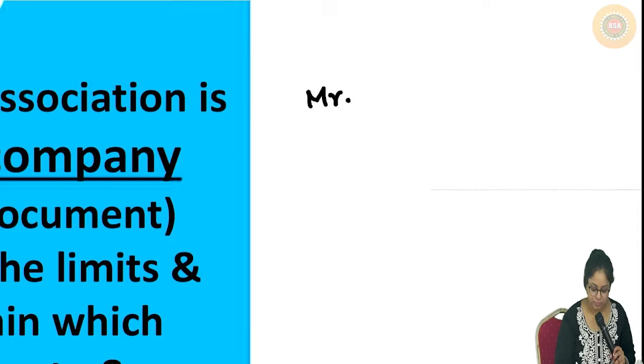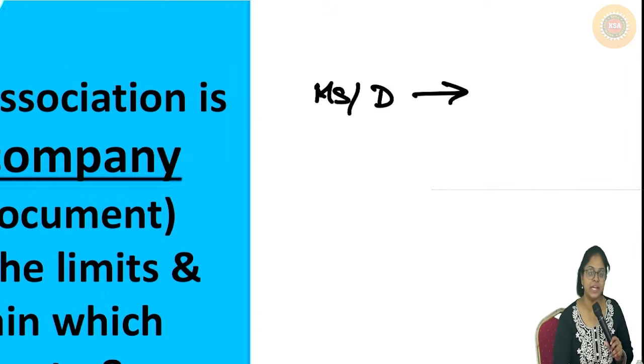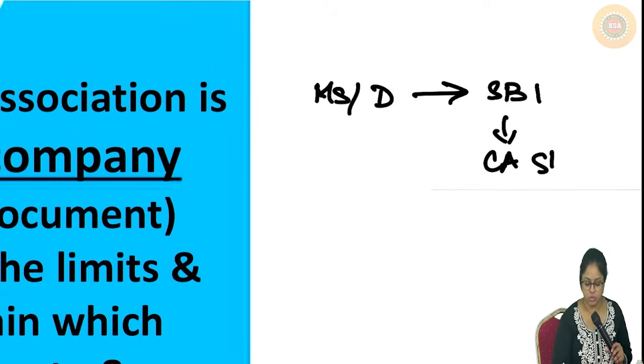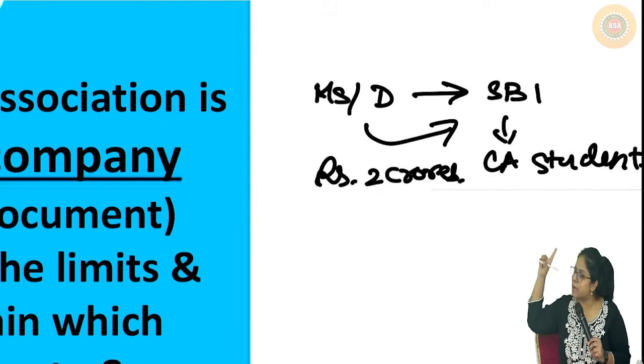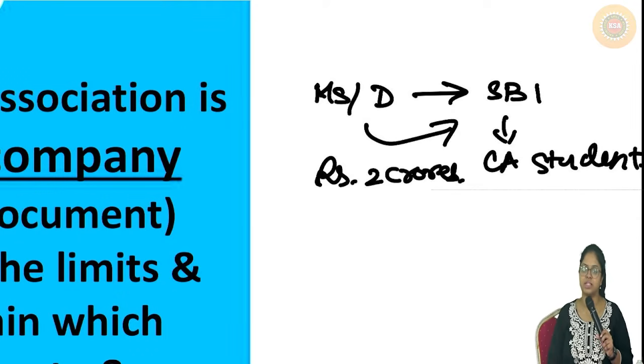Let's say I am Miss D, and I enter into an agreement with SBI saying that it should give CA coaching services to my students, and for that I will pay SBI rupees 2 crores. Now, is SBI's MOA allowing SBI to give educational services? No. Let's say SBI first said, okay, we'll give you education services, we'll teach the students CA courses. Everything fine. But later they come and say that, no, it's not possible because it is outside the scope of MOA.